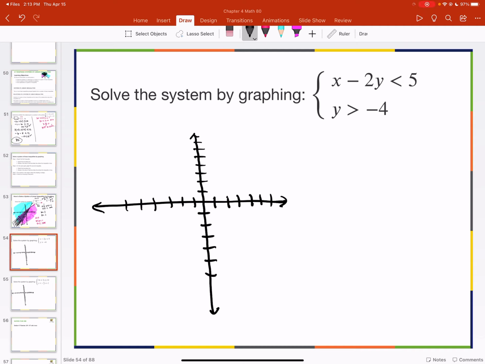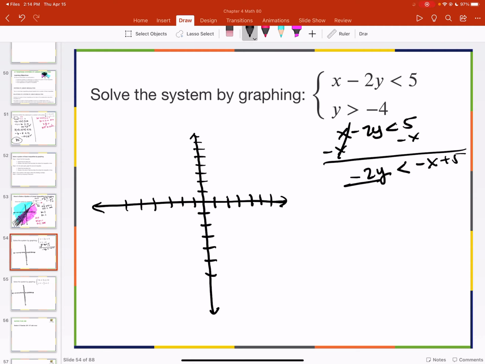Let's do another one. Okay, here we have x minus 2y less than 5. So it's not in slope-intercept form. So let's go ahead and put it in that form. So subtract x from both sides. Negative 2y is less than negative x plus 5. Divide both sides by negative 2. What happens to an inequality when we divide by a negative? If you said flip it, you are right. Good for you. So that would be 1/2 x minus 5/2.